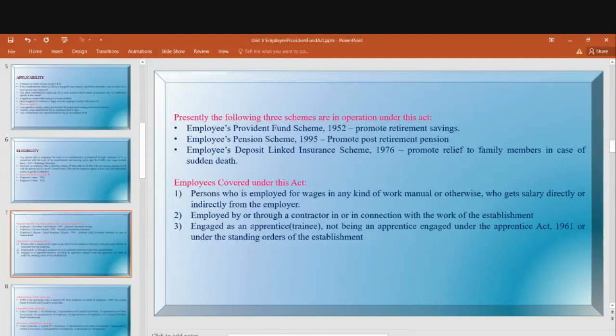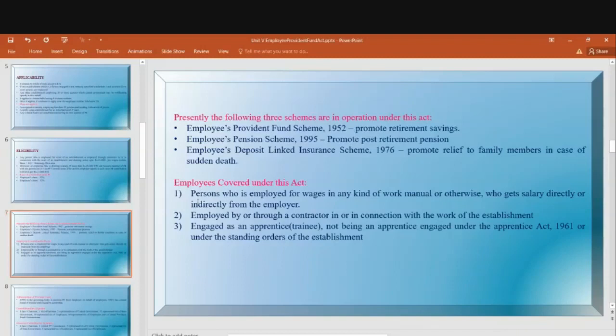So these are the employees: a person who is employed for wages in any kind of work, manual or otherwise, who gets salary directly or indirectly from the employer. So the person who is working for any kind of factory or industrial establishment, through manual work, or if they are employed in computer organizations, IT organizations, and who are getting salary directly or indirectly, all these persons are eligible and covered under this act, right?